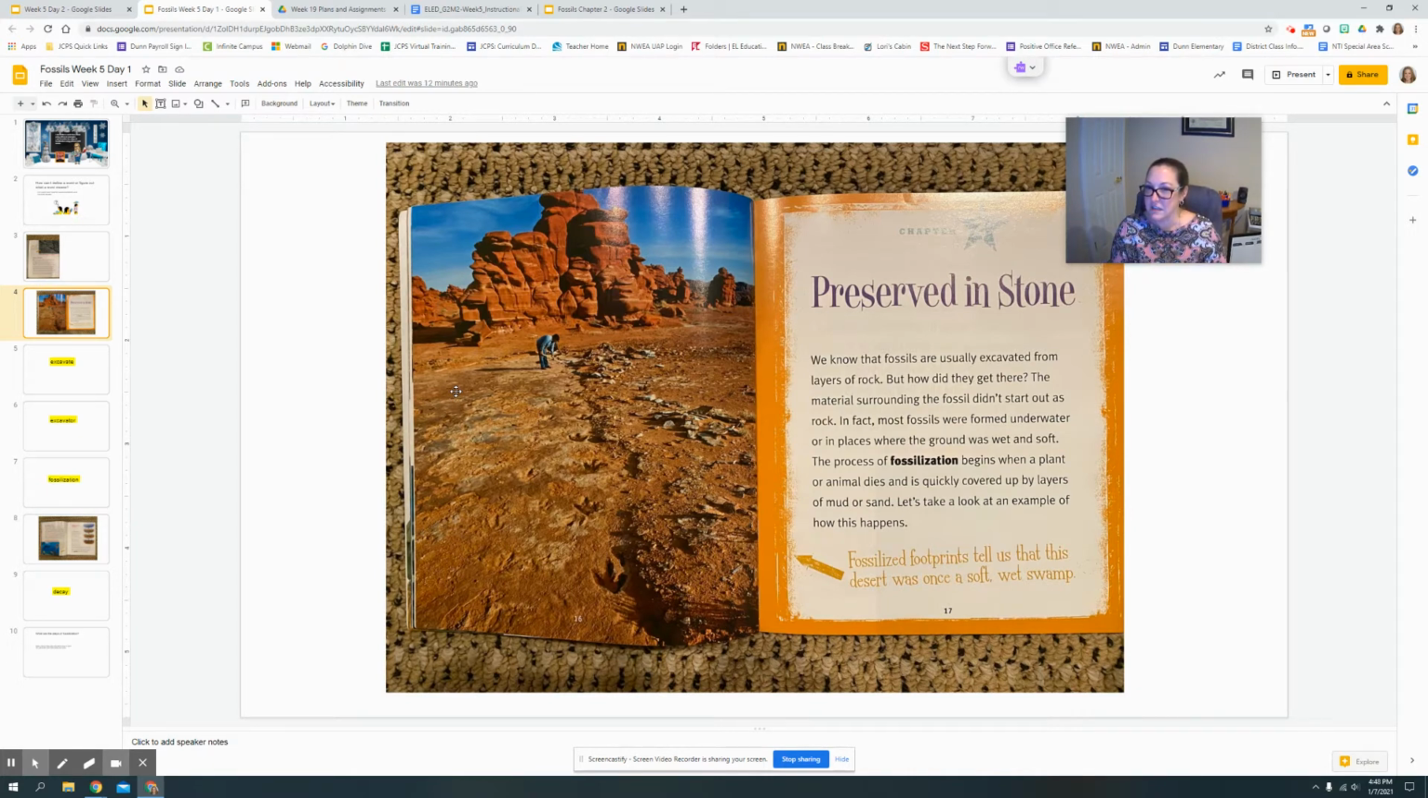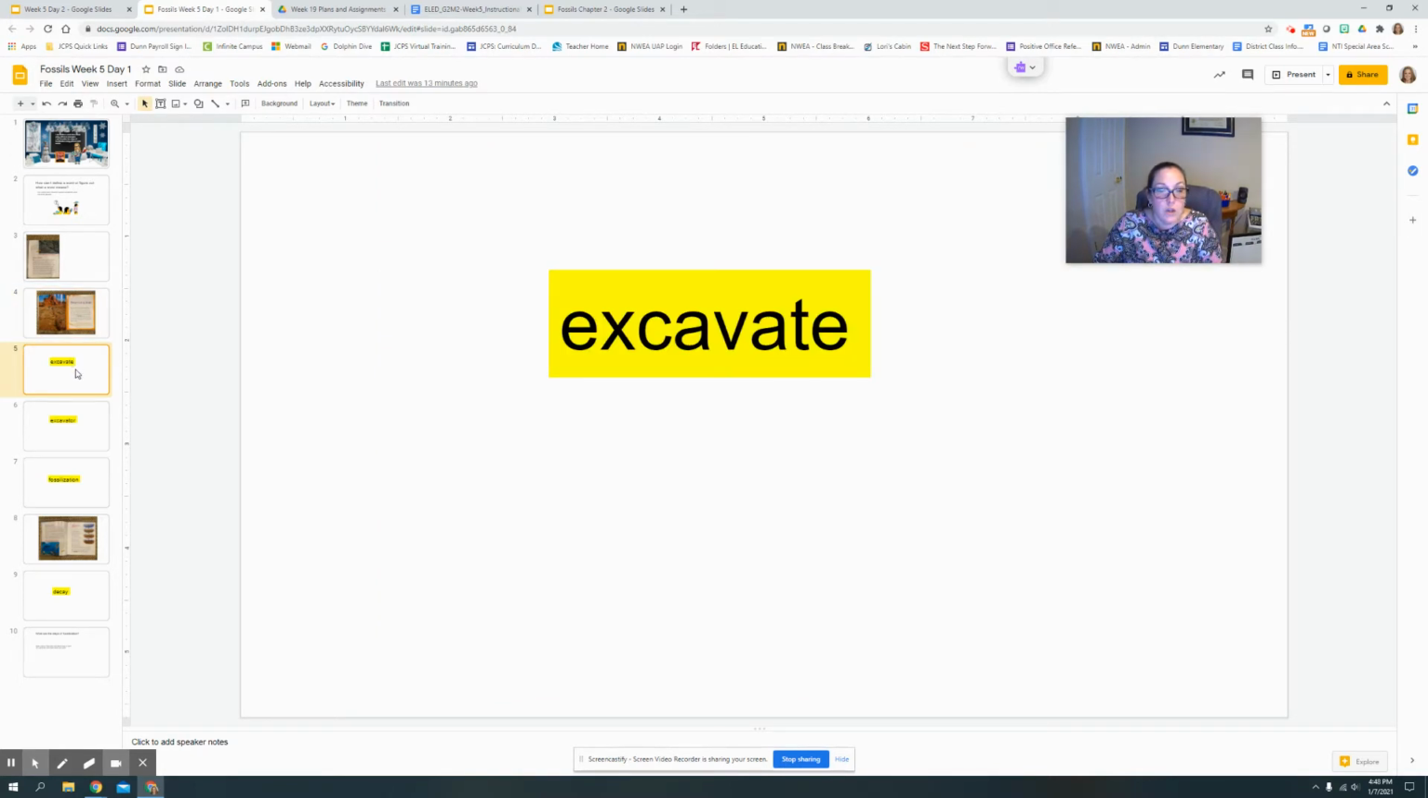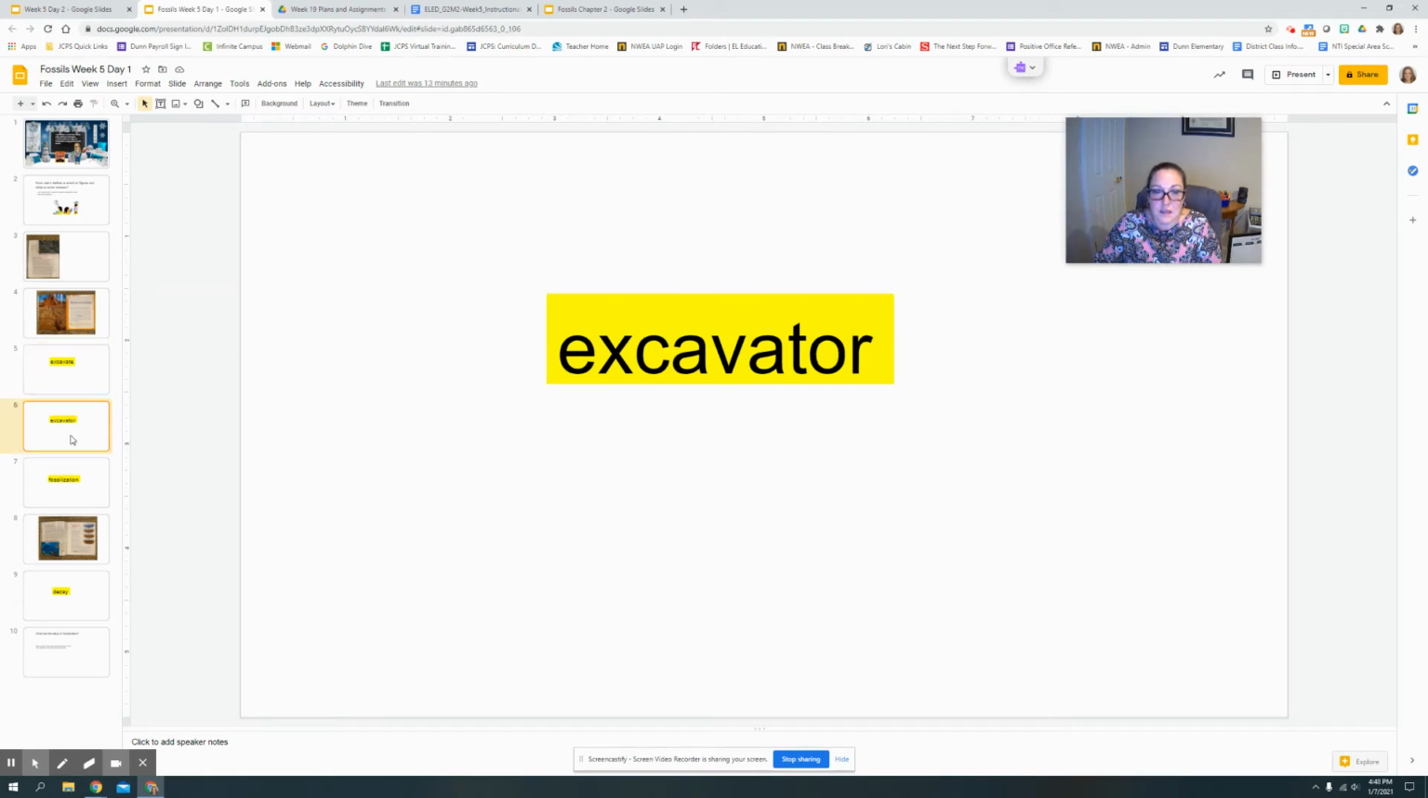Let me check and see if that's in the glossary. Excavated. I'm looking in the back of my book. No, it's not in the glossary. So I'm just going to go with the meaning that I figured out. So fossils are excavated, they're taken out of the rock. They're removed from the rock.